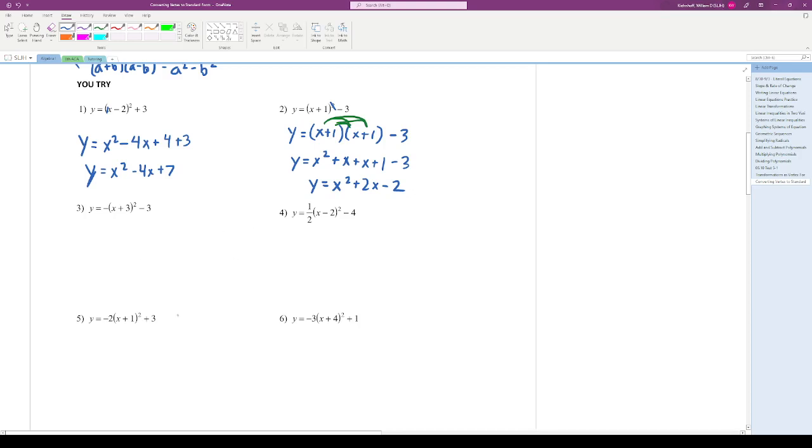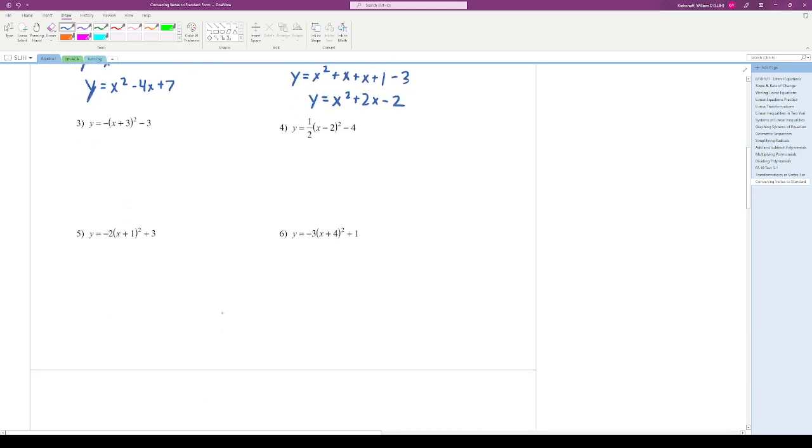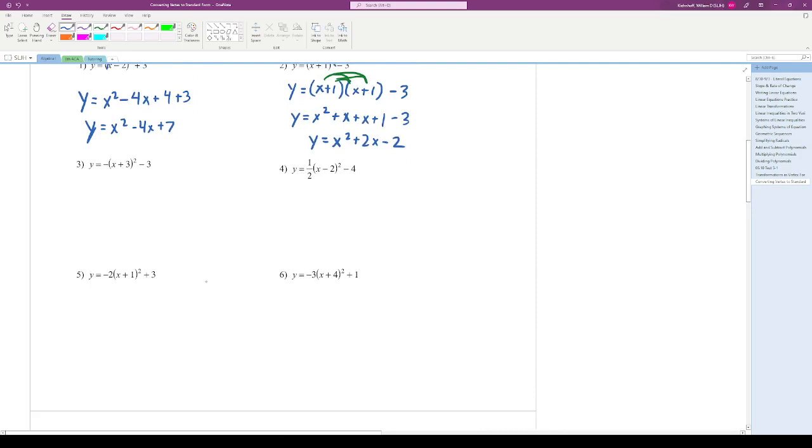So go ahead and try 3, 4, 5, and 6 here. You can use double distribution or the area model or the shortcut trick, whatever you want to do. As long as you get to the right answer, it doesn't really matter which method gets you there. And then I'll go through these real quick if you've had a chance to try it. So if not, pause it. If you have, then I'll go through them just so you can check.